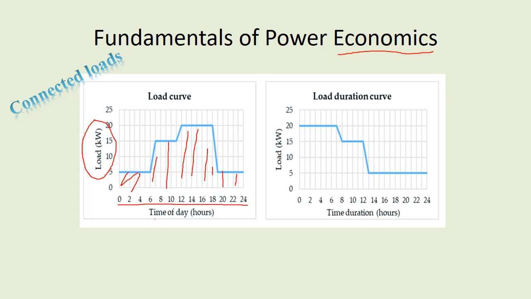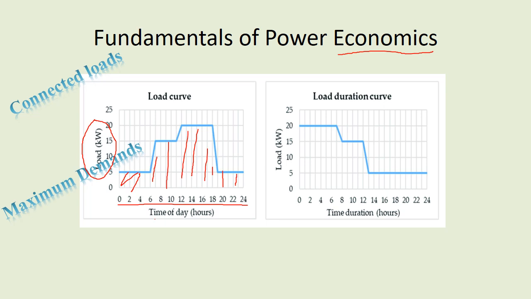They can be rated: your TV has a different rating, your fan has a different rating, your AC has a different rating, and your heater has a different rating. So it is the sum of the continuous ratings of all the equipment connected to the supply system. I am repeating again, it is the sum of the continuous ratings of all the equipment connected to the supply system. So this is your connected load.